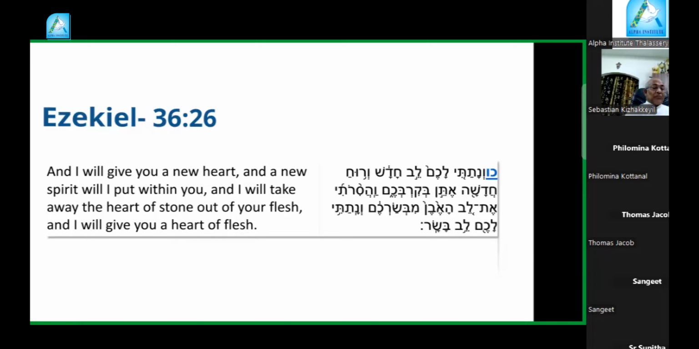So this is probably one of the most important passages which we should remember from Ezekiel. I would say this is the passage.